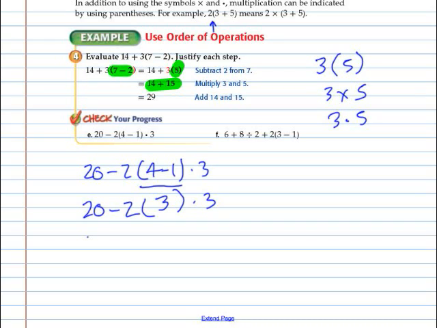So then working left to right, we're going to do 20 minus 6 times 3. Then the multiplication happens here. 20 minus 18, all of that for a value of 2.